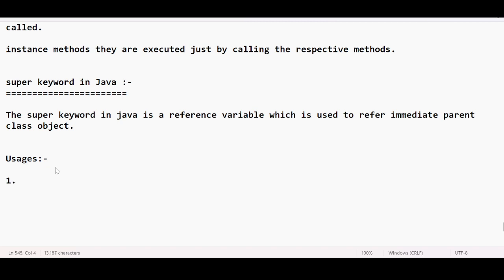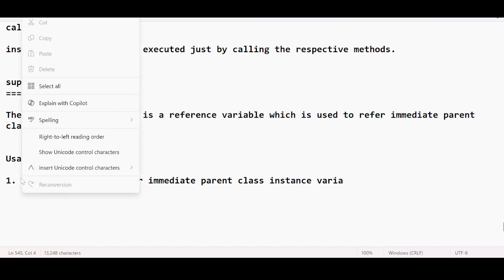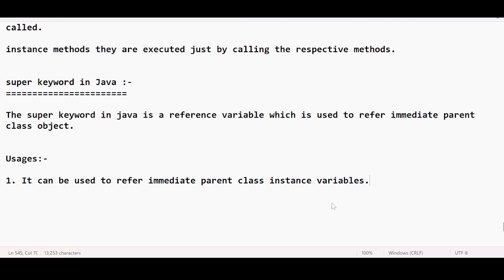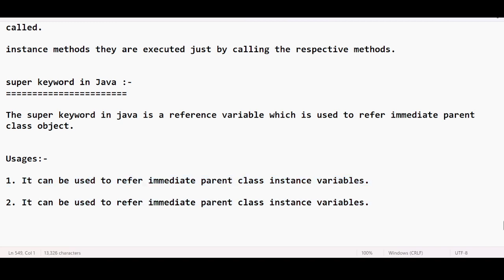First point to be noted: it can be used to refer to immediate parent class instance variables. Second point: it can be used to refer to immediate parent class instance methods.